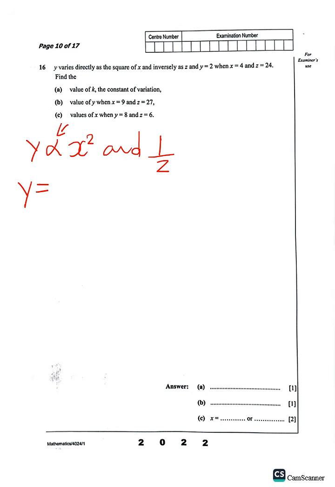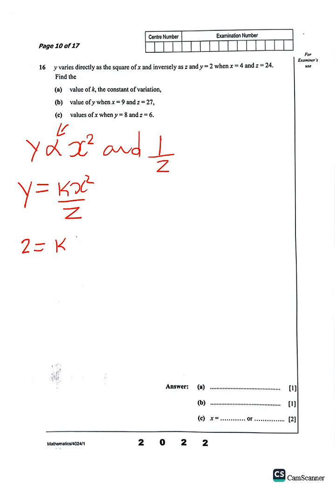So this will now be y is equal to k. We introduce k, the constant, times x squared over z, which is kx squared over z. So this is our equation. Now from there we can find the value of k. For us to find k, the values for y, x and z must be those from the statement. So the value for y is 2.